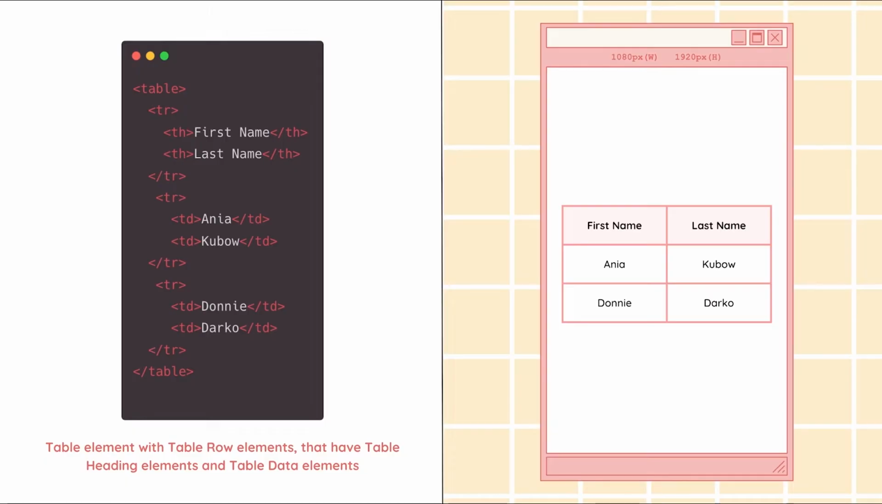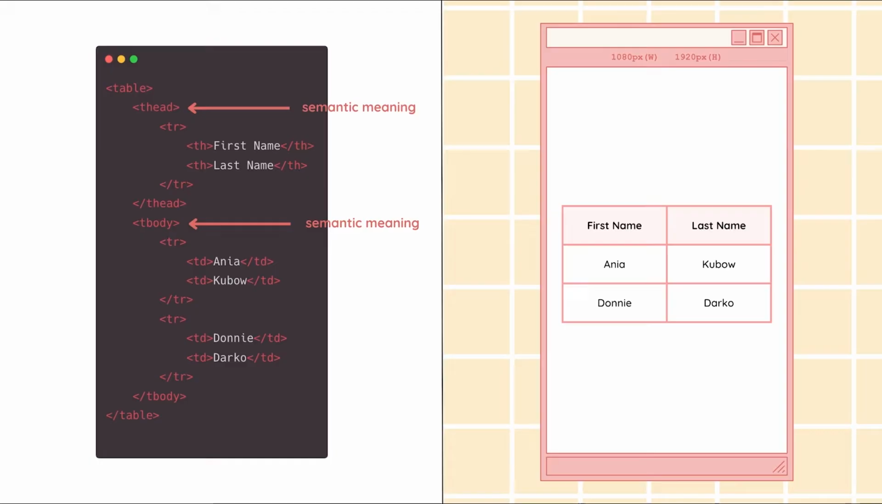If you would like to give your table more semantic meaning for the browser, you can also define that the first table row belongs to the table's head by wrapping it in a thead element and the rest in a table body element, so tbody. Visually, it will not change what you see in the browser, but it will help your website SEO as well as screen readers know what is going on. Okay? Cool. Got it? Good.